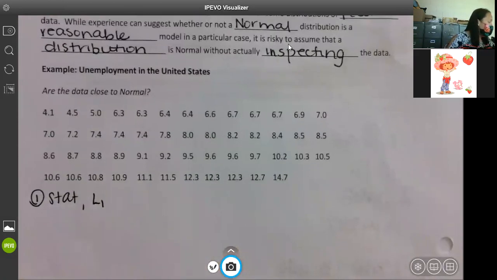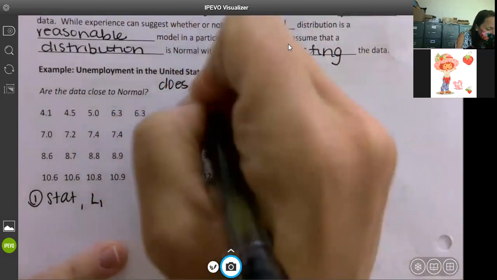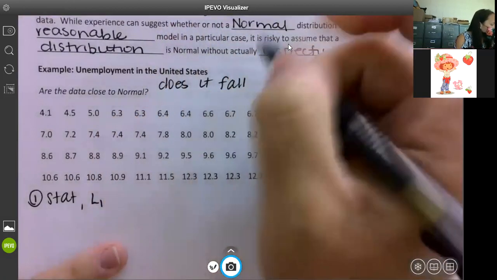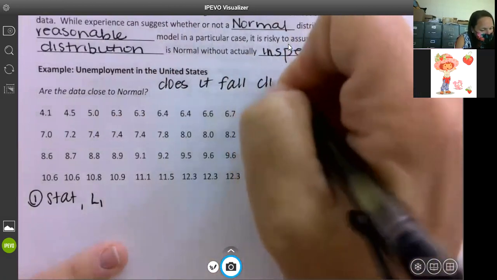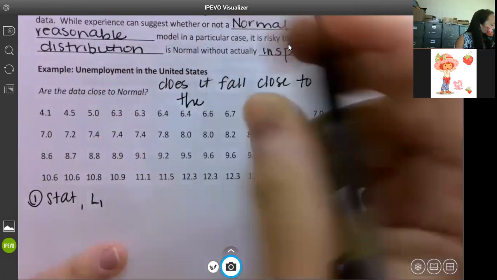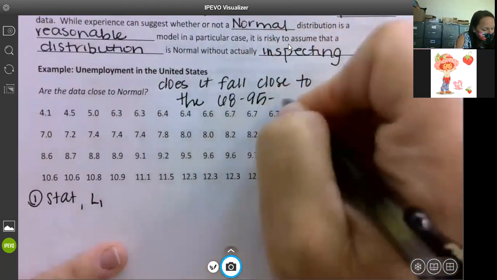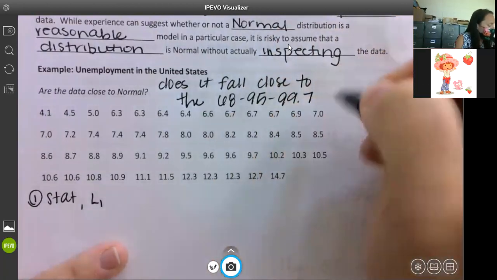Are the data close to normal? We're going to find out if it falls, so does it fall close to the 68, 95, 99.7 rule?